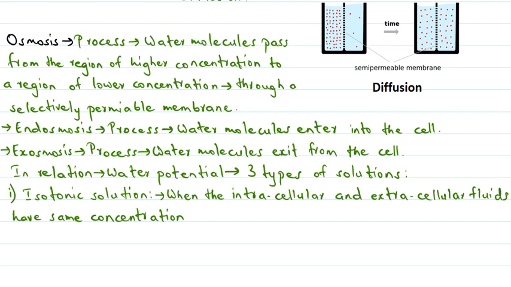They have the same concentration. Such a solution is known as an isotonic solution. So what happens in case of an isotonic solution? When cells are placed in an isotonic solution, meaning the solution where the intracellular and extracellular fluids have the same concentration, there is no osmosis, that is, there is no net flow of water. Hence, there is no change in the cell.